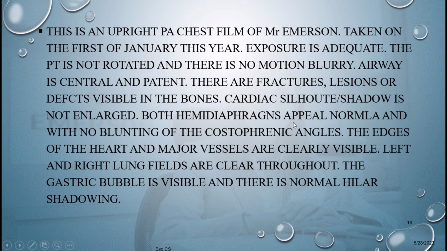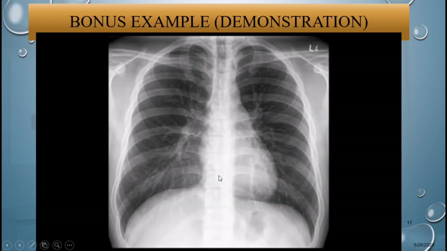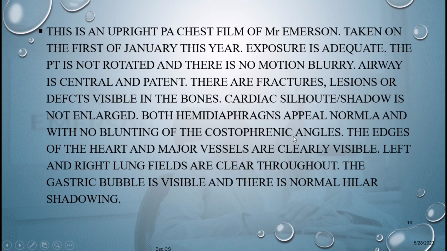Then where were we? Okay, visible. Then the left and right lung fields are clear throughout. So this is clear throughout. There is no deviation from the lung parenchyma. As you can see, they are just clear and visible. Okay.